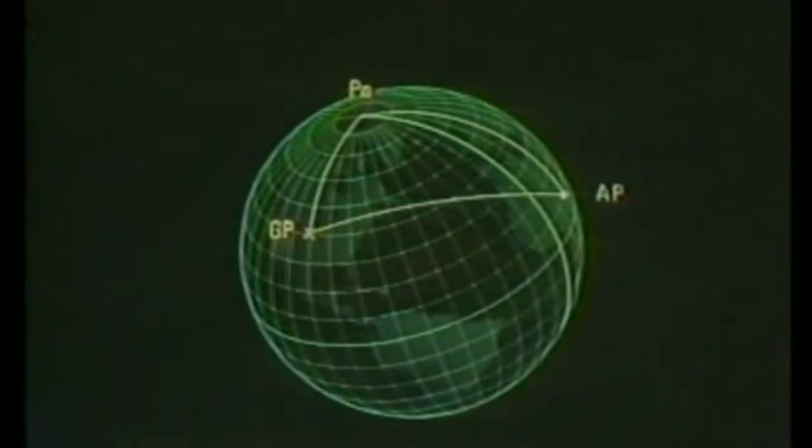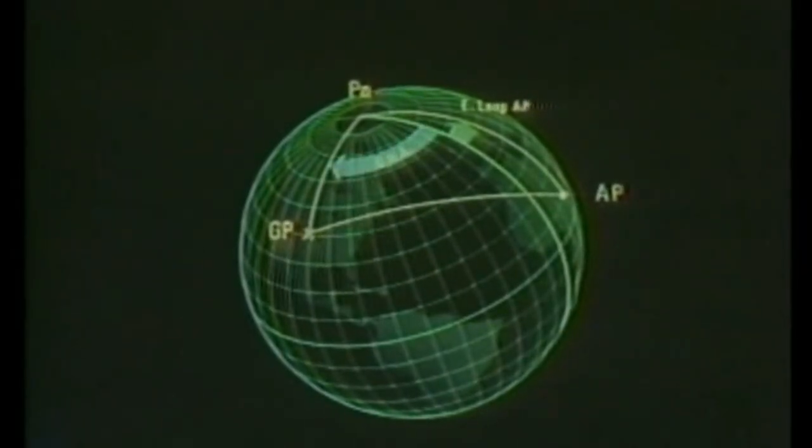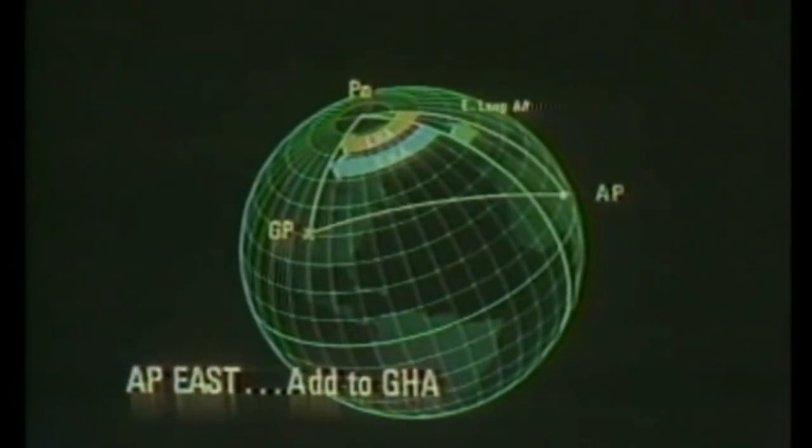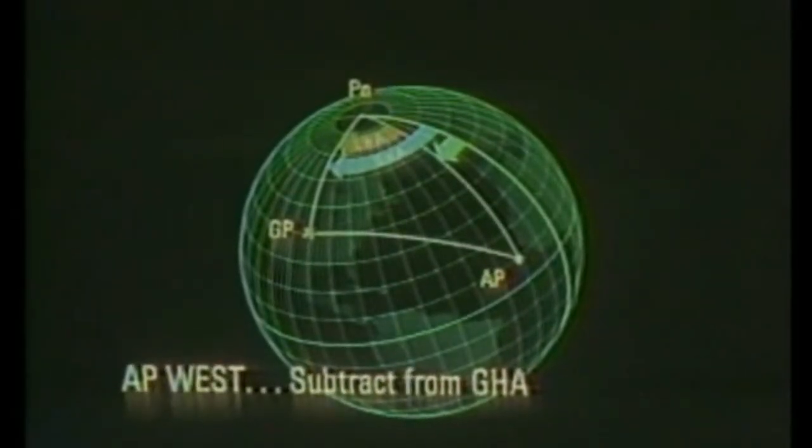If your AP were here, east of the prime celestial meridian, you would add the longitude of your assumed position to the GHA of the celestial body to get the LHA. So if your AP is east longitude, you add the longitude to GHA to get LHA. If it is west longitude, you subtract longitude from GHA to get the LHA of the body.